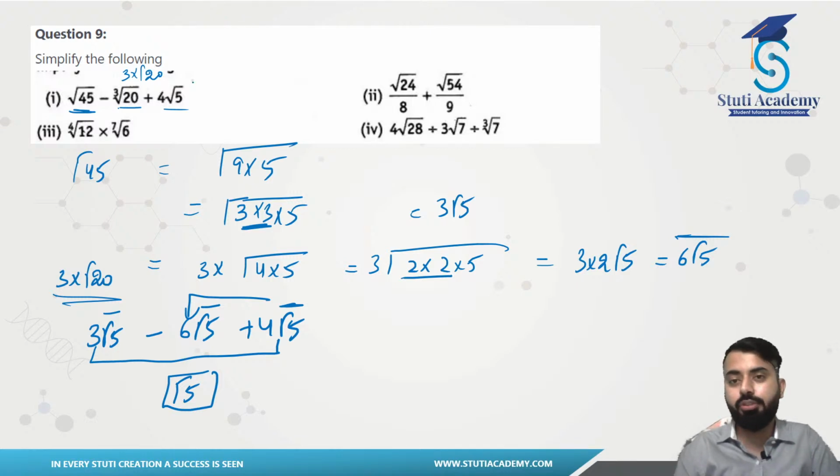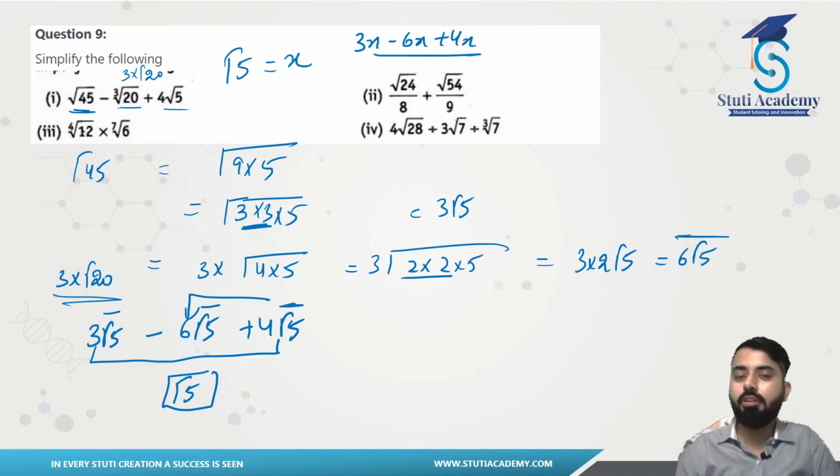If you're getting confused here, just assume square root 5 to be x. Then your whole equation is like this. 3x minus 6x plus 4x. You can easily solve that one. So you will be getting what? You will be getting an x, right? Now you have the second question. Let's see what do we have with this.